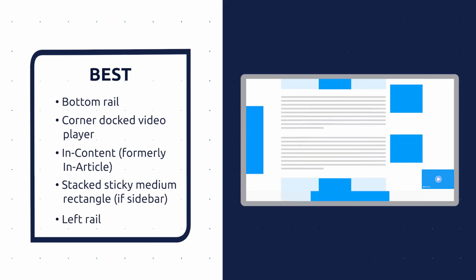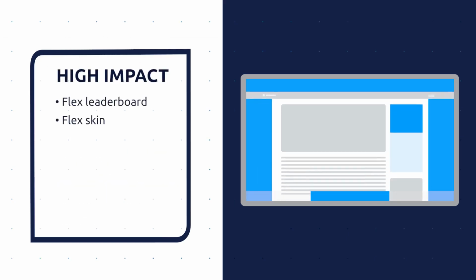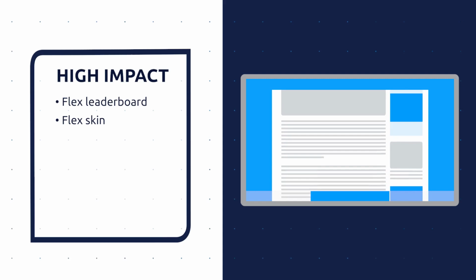In all three cases, you should absolutely choose to serve a high-impact unit like a flex leaderboard or a skin when the direct demand is available to fill it. These layouts work for both listing pages and content-heavy pages. You can choose to inject your in-article units between listings, paragraphs, or comments in a forum-like architecture. We recommend every 2 to 4 paragraphs or page elements.